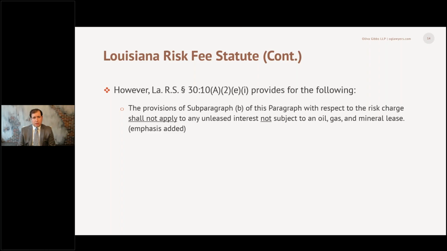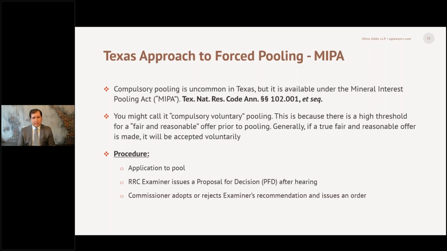So Texas, although it's generally thought that Texas does not have forced pooling or compulsory pooling, actually does have a statute that allows for compulsory pooling. It may be very uncommon, but it is statutorily allowed under what's referred to as the Mineral Interest Pooling Act, or commonly MIPA. Many people don't call it compulsory pooling. They like to refer to it as compulsory voluntary pooling, because of the strict requirements to actually pool an interest under MIPA.